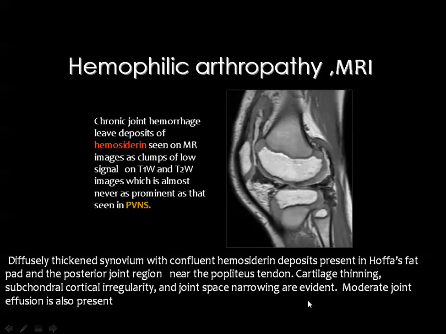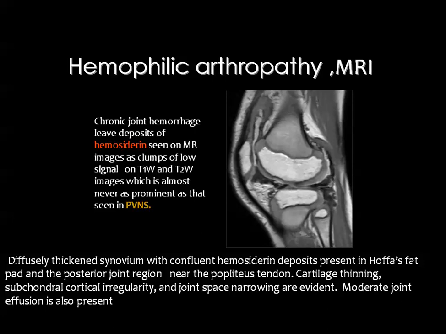If you use MRI, then you will see the deposition of hemorrhage, which is now transformed into hemosiderin, as black linear areas or masses of very dark signal in all pulse sequences secondary to hemosiderin deposition. And this may sometimes be mistaken for pigmented villonodular synovitis, but you remember that in cases of pigmented villonodular synovitis, these lesions will enhance after contrast injection.